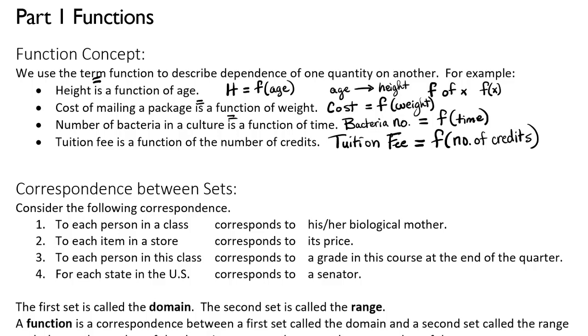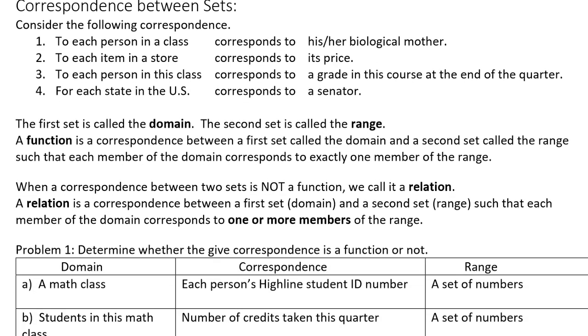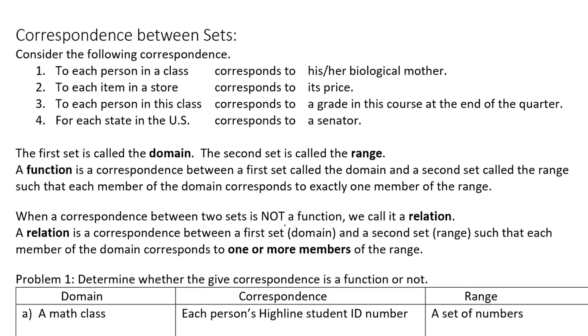Now let's look at some more examples of inputs and outputs. We have a correspondence between sets. What this means is if you have a long list of inputs, there should be a correspondence to a long list of outputs. Those outputs could be the same outputs for different inputs, but you cannot have two different outputs for the same input. We'll say that again later.